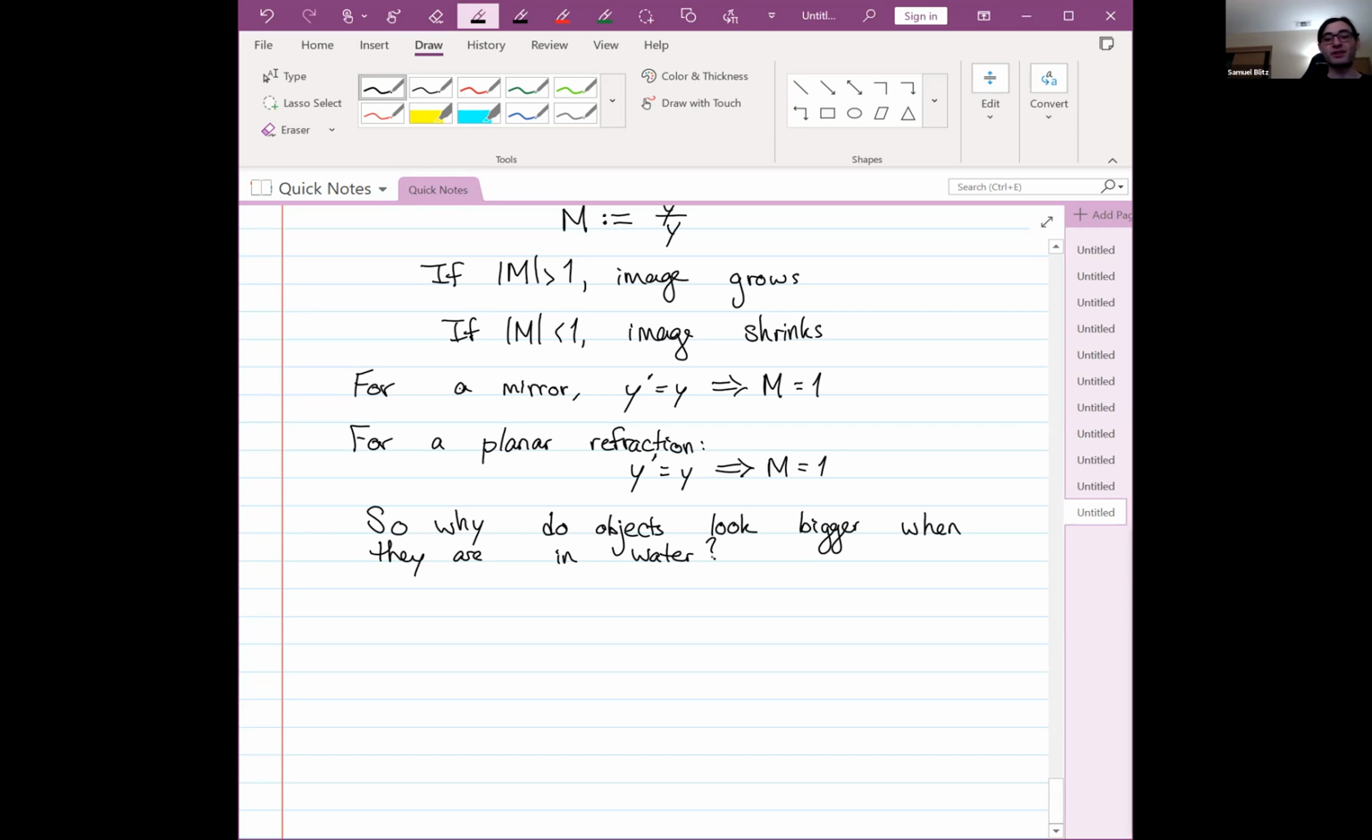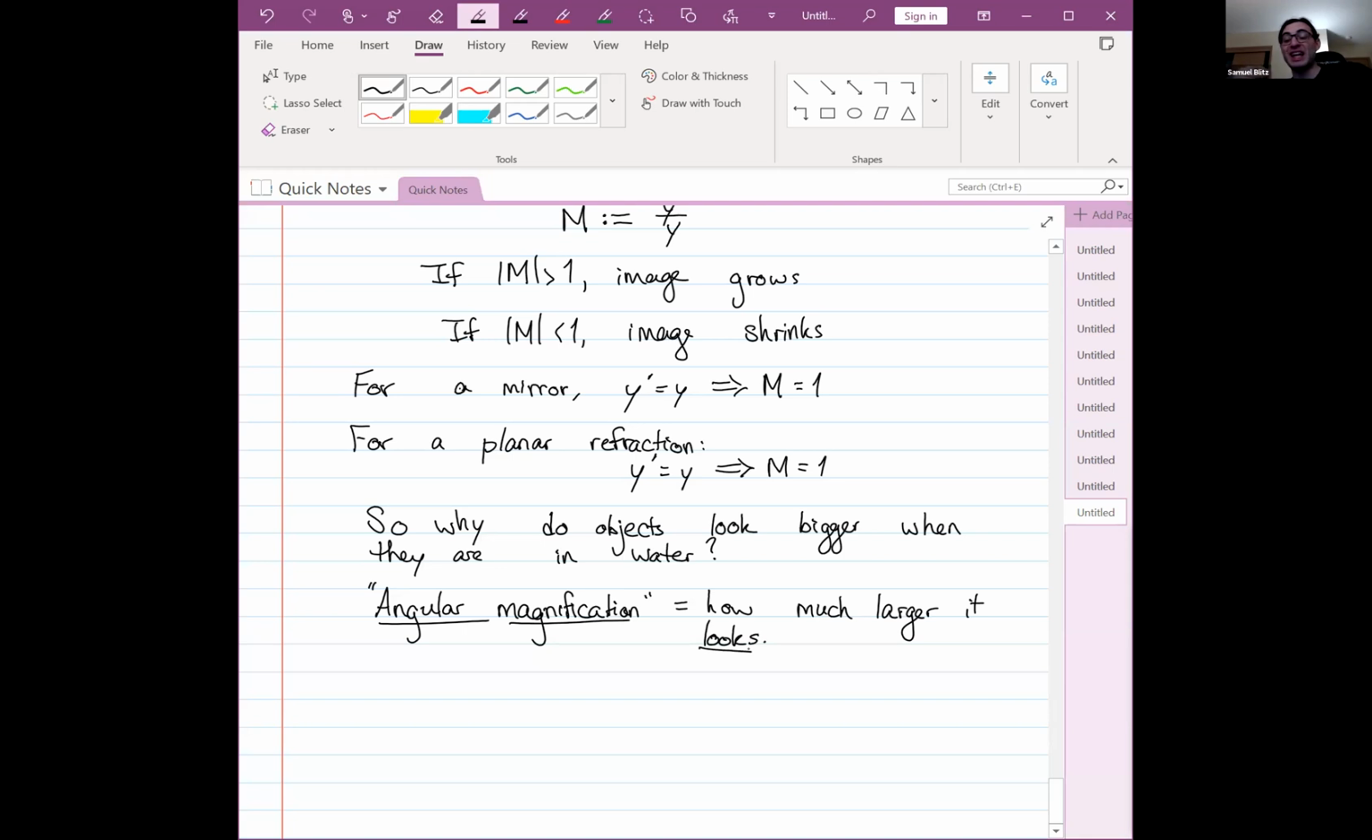And the reason this happens is not because of lateral magnification. Lateral magnification actually just tells us how the image and the object, how their heights actually compare. There's another thing called angular magnification. Angular magnification is actually how we view the world. This tells us how much larger a thing looks. Not how much larger it is, but how much larger it looks.